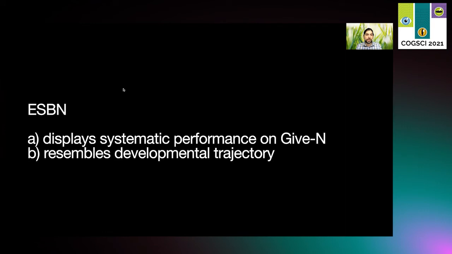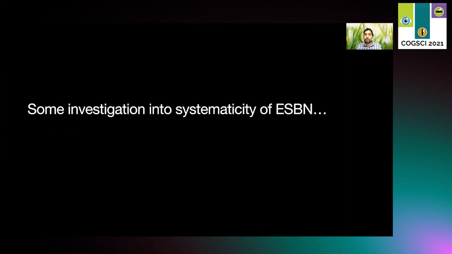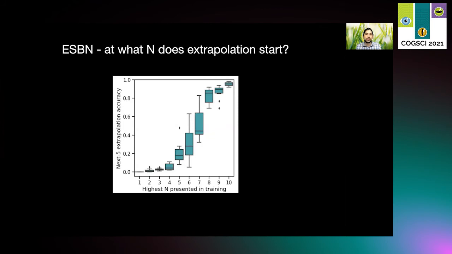So far, what I've tried to show is that the ESBN network displays systematic performance on the given task, and it also resembles the developmental trajectory. We can ask a couple more questions about the systematicity. So for example, at what n does extrapolation start?